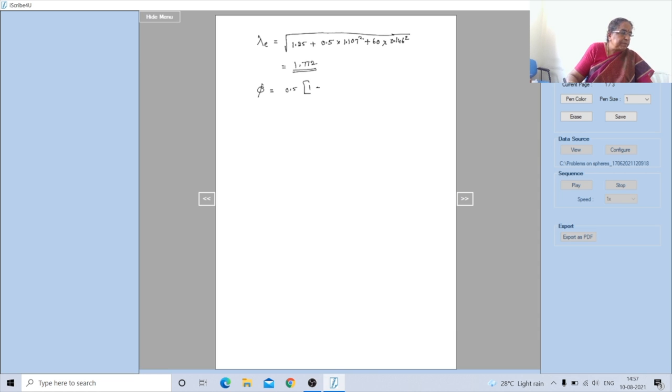Then phi is given by 0.5 into 1 plus alpha into lambda minus 0.2, plus lambda square. Substituting that, 1 plus alpha we will get from table 7, which is 0.49. Then lambda is 1.772, so 1.772 minus 0.2, plus 1.772 squared. We get the phi value as 2.455.